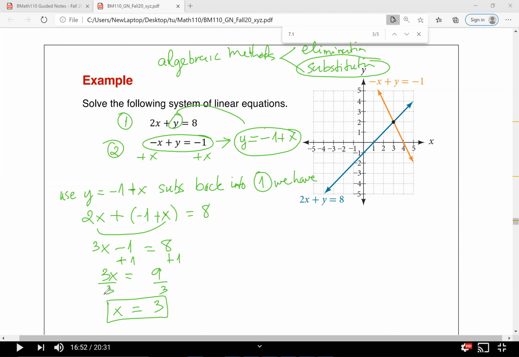That is the value of x. So you should know that the solution I estimated from the graphing method is (3, 2), but because they don't allow you to use the graphing method, you must find the ordered pair for the solution by using the substitution method in this case.